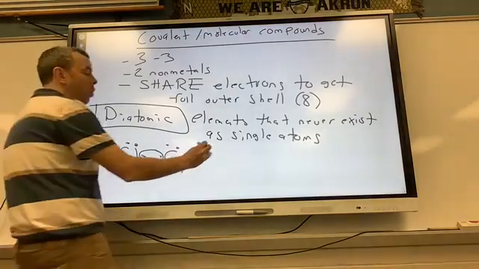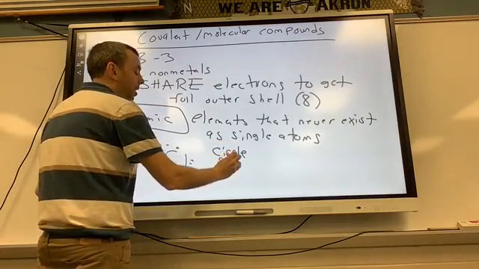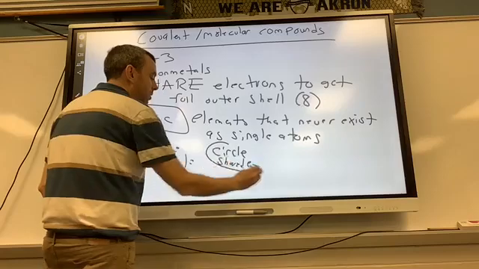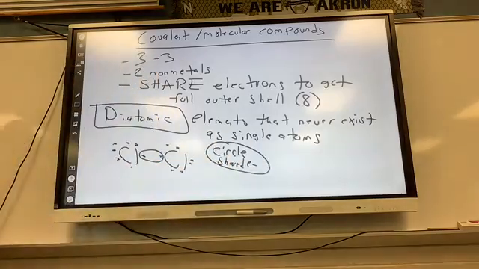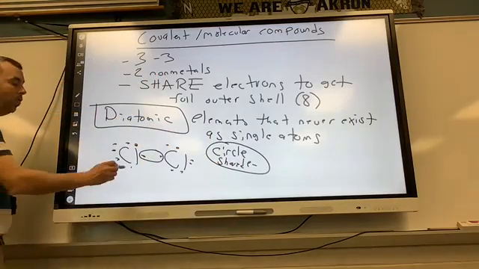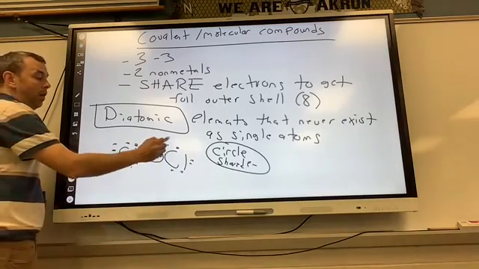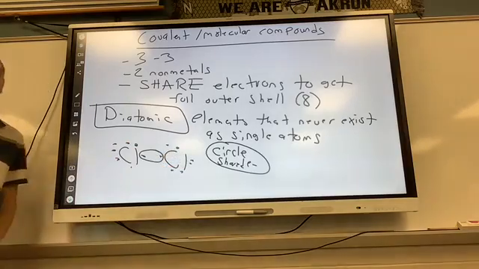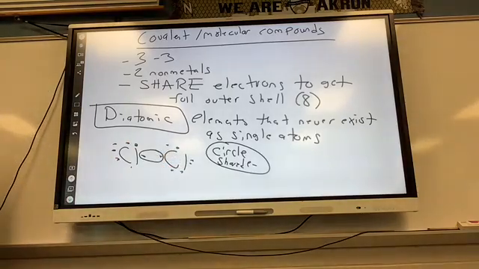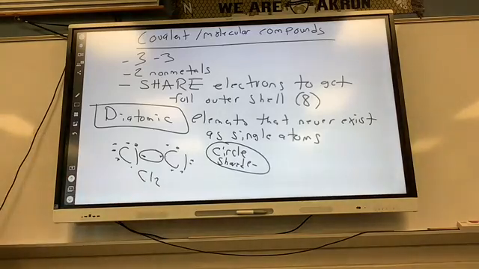So now we're going to be circling the shared electrons. So for our ionic compounds, we drew an arrow, right? Now we're circling. So this one now has 8, because the pair counts for both. This one has 8. Both are happy. So this is Cl2, a diatomic element.